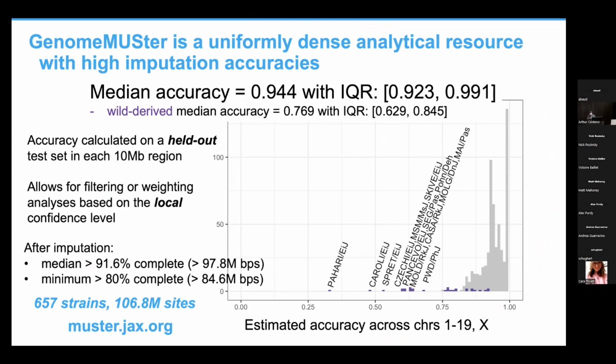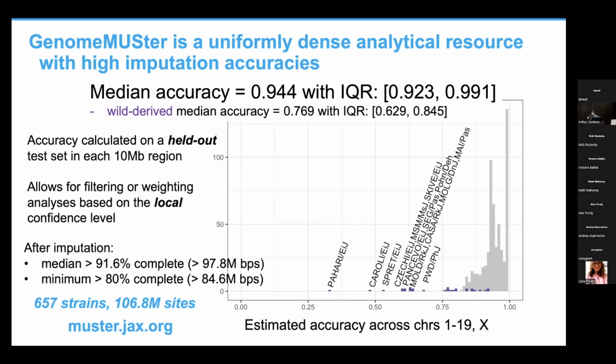What I've done here is aggregate those over the genome so you can get a sense of how accurate it is. Of course, the wild-derived strains have always been difficult. There were some of them that we didn't do as well on, but as you can see in the purple there, some of them we actually did quite well. This will only get better as we add more data to GenomeMUSter.